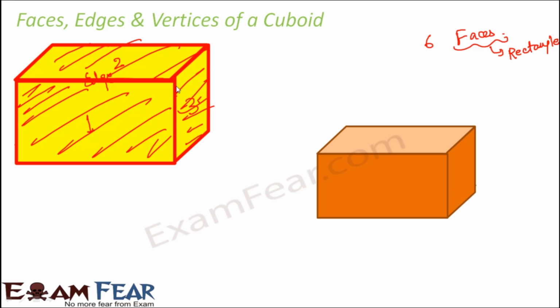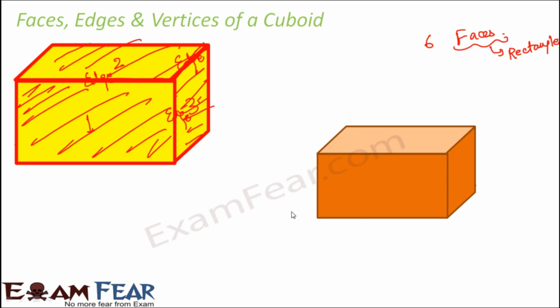Similarly, face number 1 and 3, they have this side in common. So this side is an edge. Similarly, 2 and 3 will have this side in common, and this is an edge. So basically each of these sides, each line segment, is termed as an edge. So these edges are the common line segments between 2 faces.